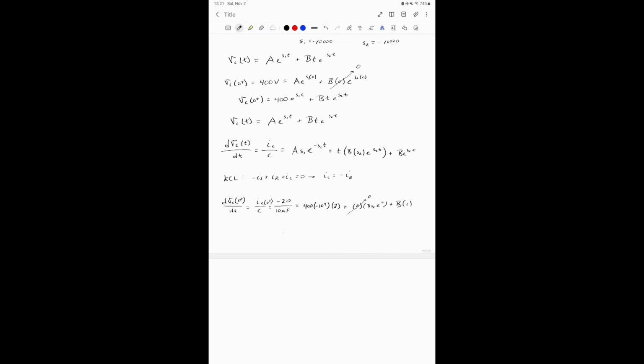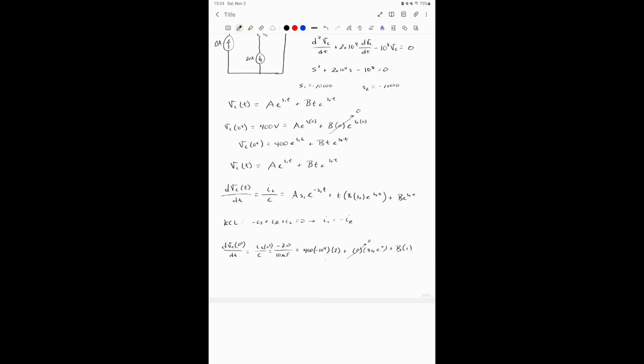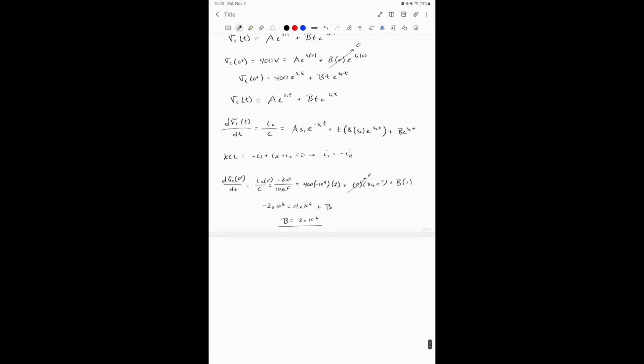which is going to lead us to negative 2 times 10 to the 6th is equal to negative 4 times 10 to the 6th plus B, which means that B is going to be equal to, actually you're going to add that, so that's going to be 2 times 10 to the 6th. Cool. So now we can plug this stuff back in.